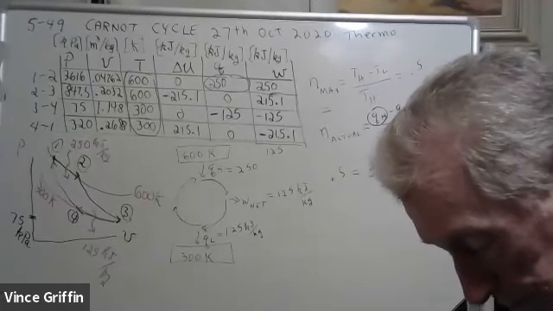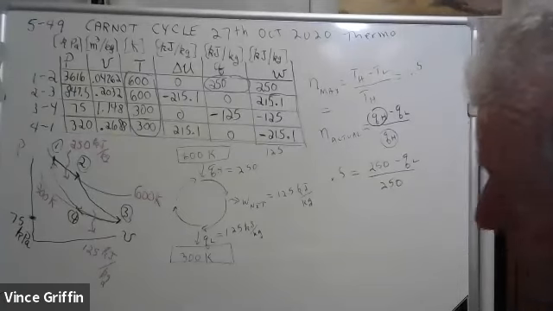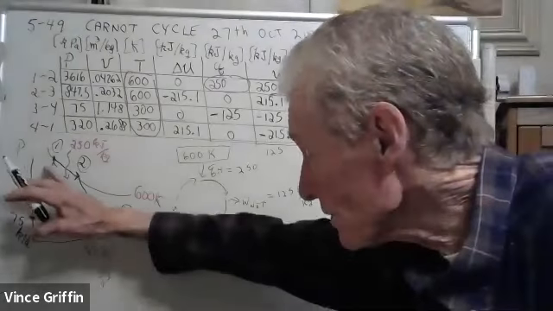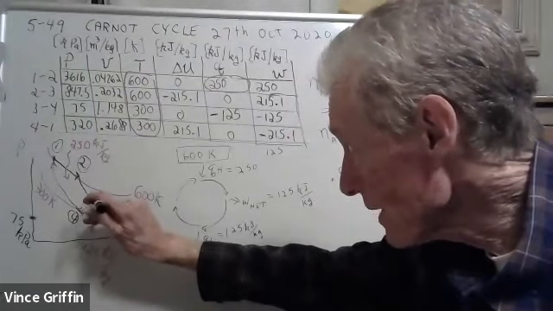Okay, here it is. Now, going from 4 to 1 is an adiabat, and going from 2 to 3 are adiabats. Those are adiabats.